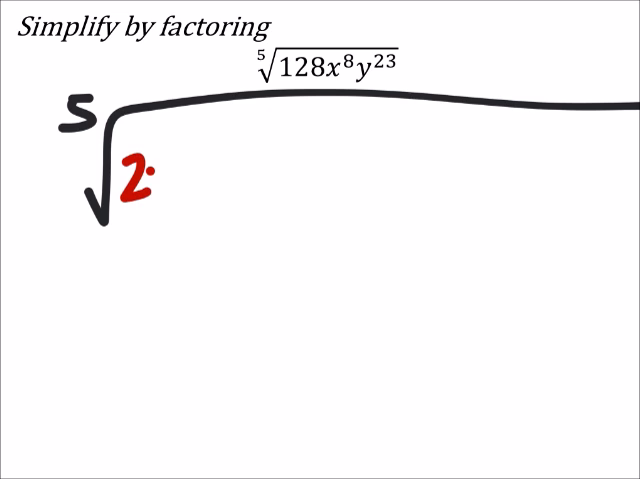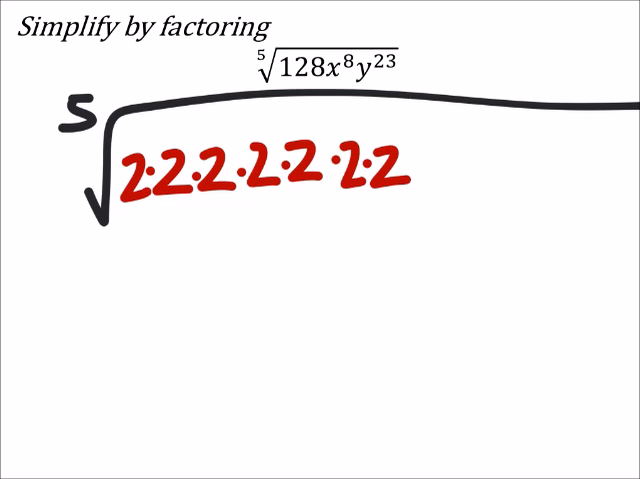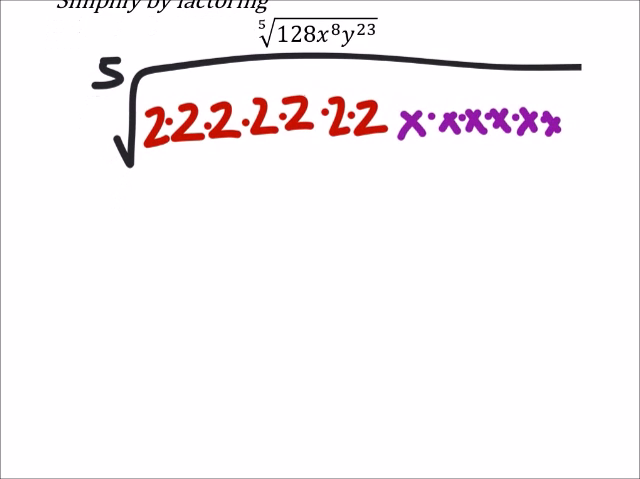128 was 7 2's being multiplied together. 1, 2, 3, 4, 5, 6, 7. And then we've got 8 of these x's. 1, 2, 3, 4, 5, 6, 7, 8 of these. And then we got those 23 y's, which I'm not going to write for the sake of space.